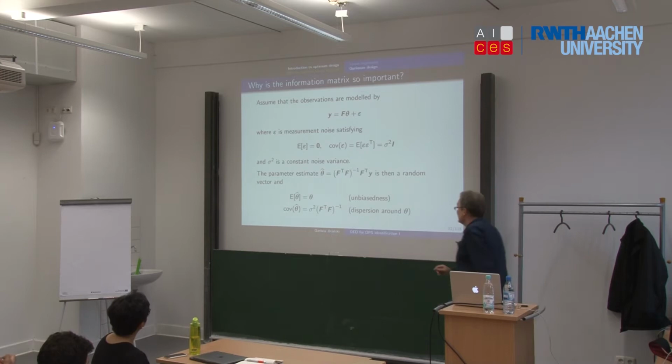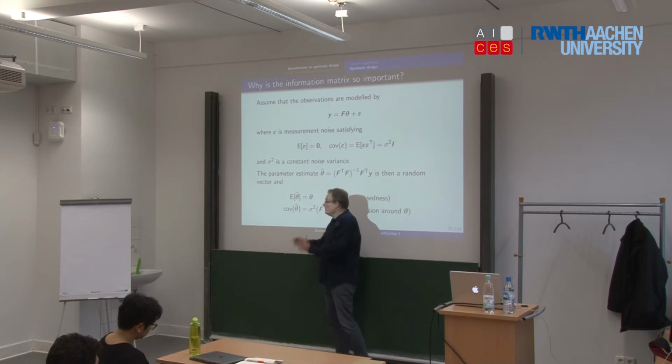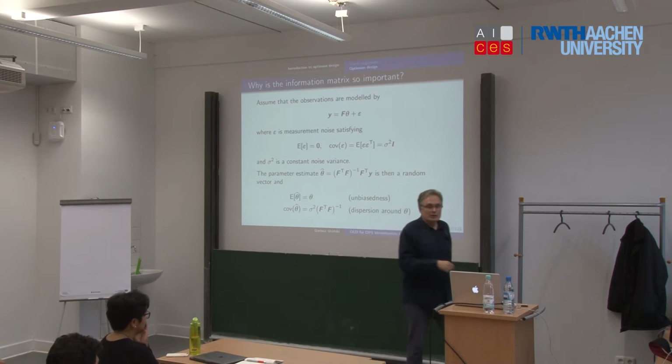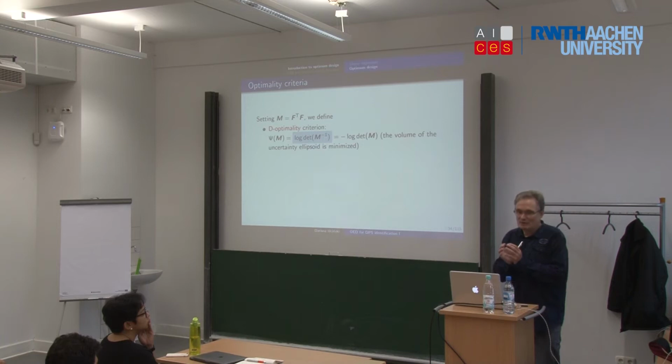Let's come back to this slide. Here you have the inverse of the information matrix. The covariance of the estimates, that is to say, a measure of dispersion of the estimates, is proportional to the inverse of this information matrix. We want to make this covariance matrix small, and the easiest way is to minimize the determinant of this matrix. In this way, we minimize the volume of the corresponding ellipsoid.